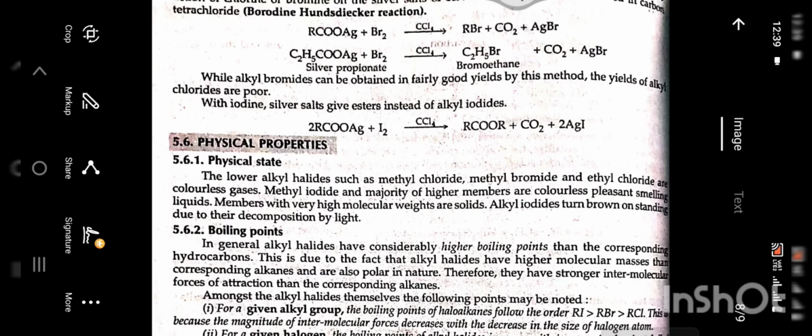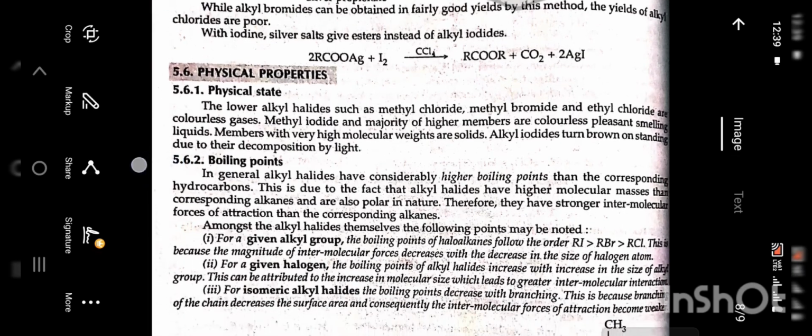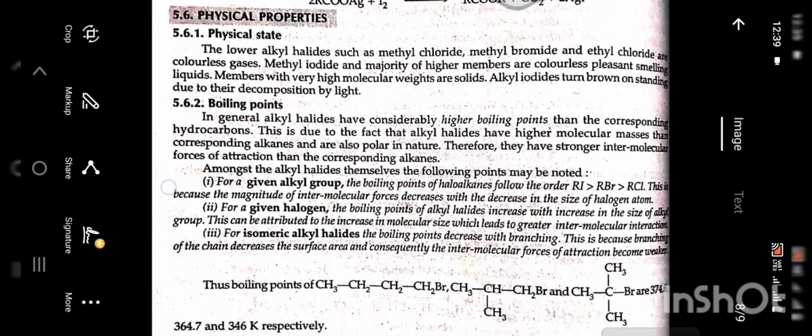Physical properties. The physical state. The lower alkyl halides such as methyl chloride, methyl bromide and ethyl chloride are colorless gases. Methyl iodide and the majority of higher members are colorless, pleasant smelling liquids. Members with very high molecular weights are solids. Alkyl iodides turn brown on standing due to their decomposition by light.